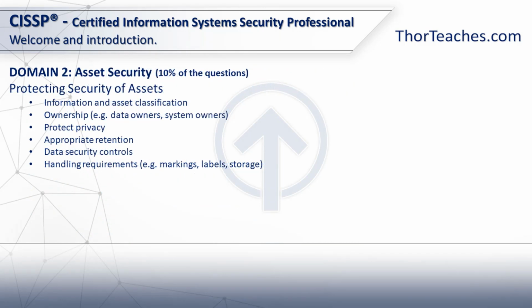Then we move into Domain 2, Asset Security, where we look at identifying our assets, giving them classifications, and looking at their vulnerabilities. We do quantitative and qualitative risk analysis, find the vulnerabilities on our systems, and determine appropriate countermeasures. We're going to look at ownership, data ownership, system ownership, data custodians. We're going to look at privacy protection, how we back up and keep our data, the retention we choose, our data security controls, and then finally our handling requirements.